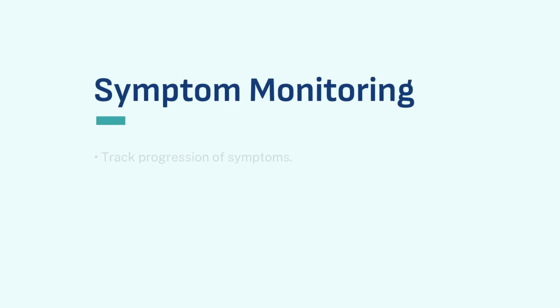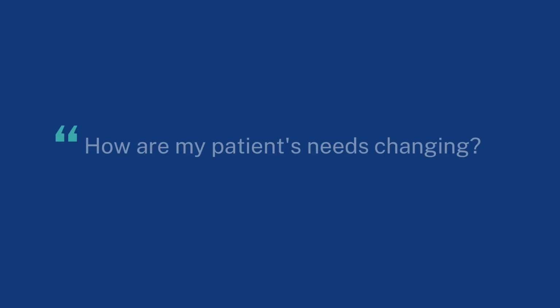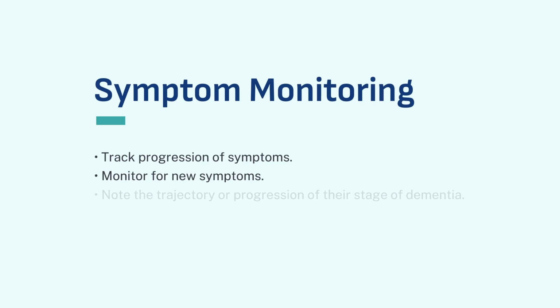Next, we move to symptom monitoring. This is how to assess and monitor the core symptoms of dementia, the disease management aspects. You'll want to track the progression of symptoms. As a reminder, dementia is progressive and acquired, which means you'll need to monitor closely for new symptoms as they appear. Ask yourself, how are my patient's needs changing? This is how we determine stage, which influences our understanding of their prognosis and care needs.